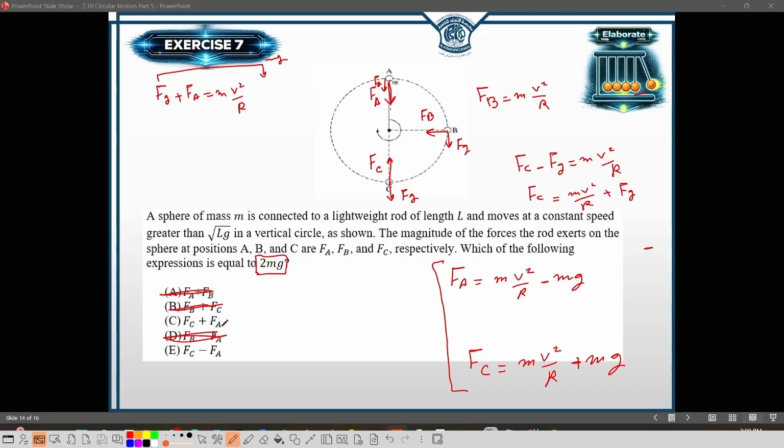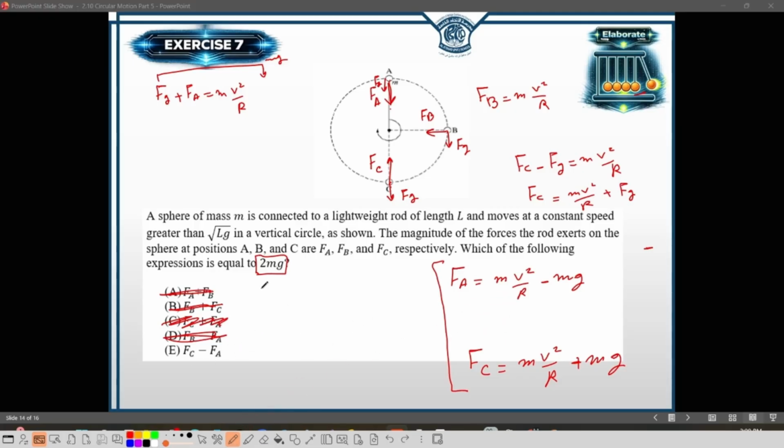If we add Fc and Fa together, the mg here and the mg here will be cancelled out, and we will end with Fa plus Fc equals mv squared over r plus mv squared over r, and this is not correct. This is not what we are looking for. So it's not the addition, it will be the subtraction, and let me prove it for you.